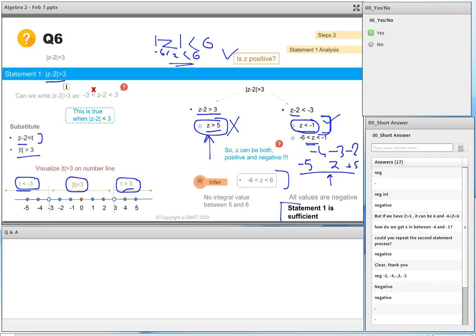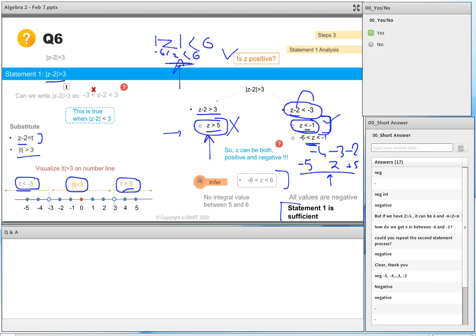Please try to understand this. Z is less than 6. I do not have any integral value where z is less than 6 as well as z is greater than 5. These are very small things that are there in this question that you need to understand. I hope it's now clear to all of you. Could you repeat the second statement? Yes, I would repeat the second statement. It was given that z minus 2 is less than -3. If you take -2 to the right hand side, I have z to be less than -1. Combining the value where z is to be from -6 to 6 and z is to be less than -1, I get the value of z to be from -6 to -1.